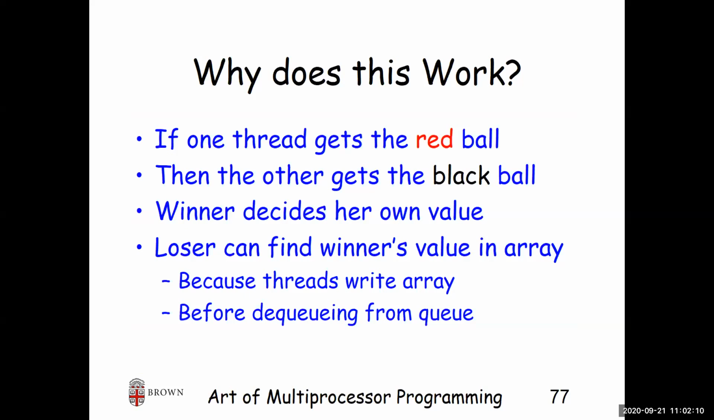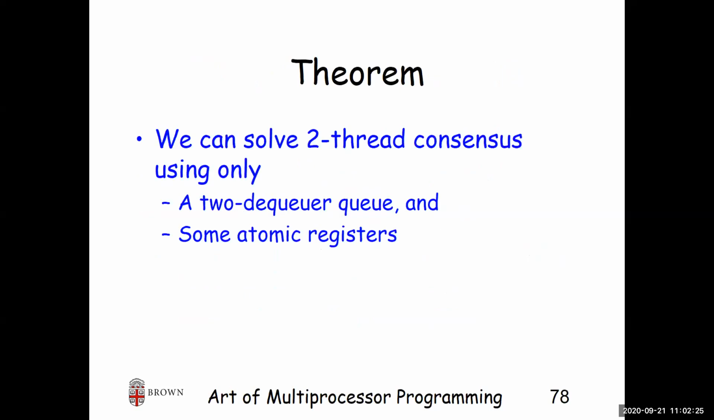If one thread gets the black ball, then the other gets the red ball, and the winner decides her own value, and the loser can find the winner's value in an array, because threads write the array before dequeuing from the queue. So we can solve two-thread consensus using only a two-dequeuer queue and some atomic registers.